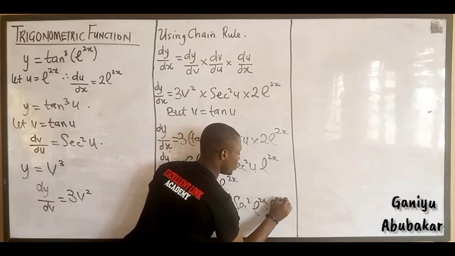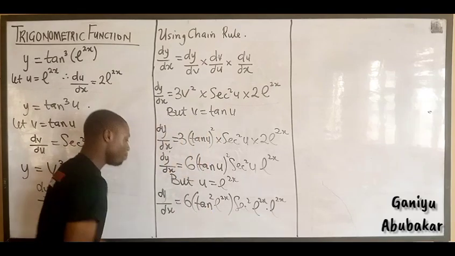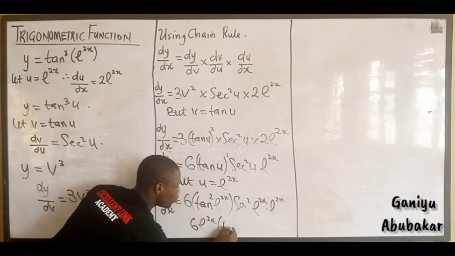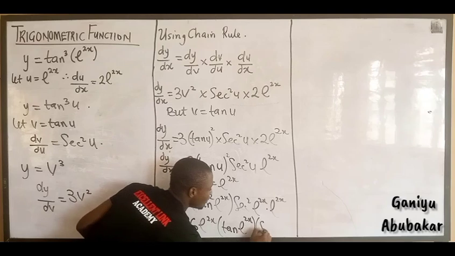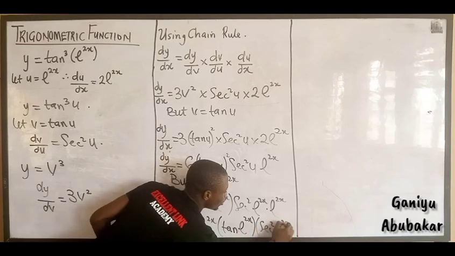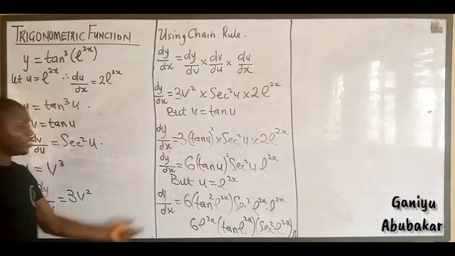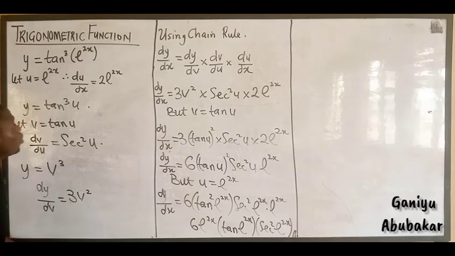Exponential 2x. Of course, I can even bring out this one to the front here. It becomes 6 exponential 2x all into tan exponential 2x, then sec squared exponential 2x, as my final answer after differentiating this. So let's do another example on trigonometric functions of higher powers.